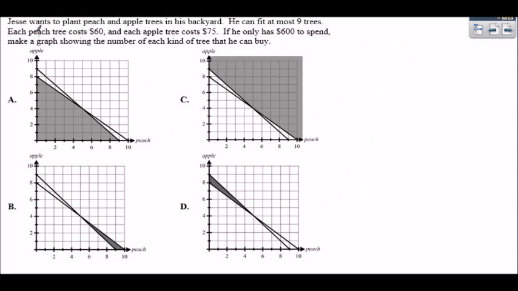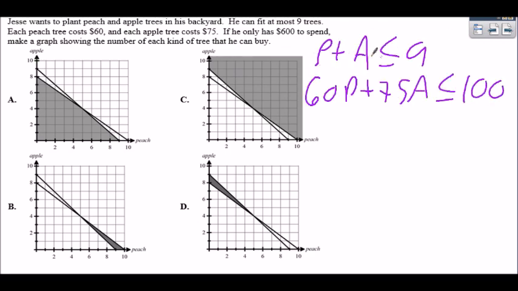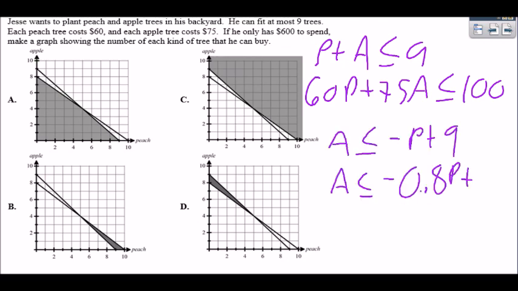Jess wants to plant some peach trees and some apple trees. The most he can fit on his property is 9 trees. Here's the cost of each one and his budget. So I'm just going to create a system of equations. Now that I have my system of equations, because apple for this equation is on the y-axis, I'm going to make y equals mx plus b. So I'm just going to subtract to get a all by itself. So I subtracted 60 and then divide by 75, and that's where I got these numbers.